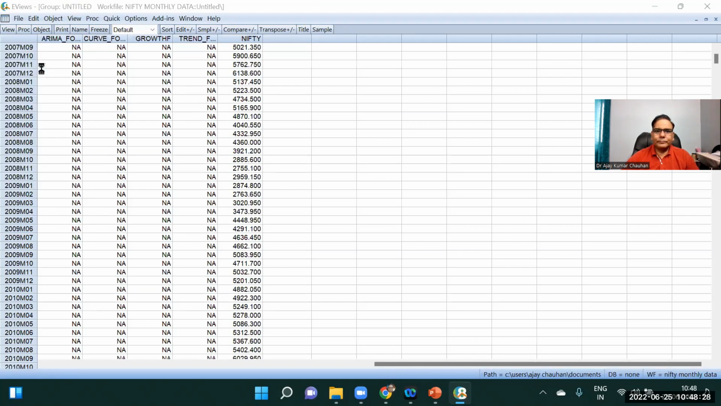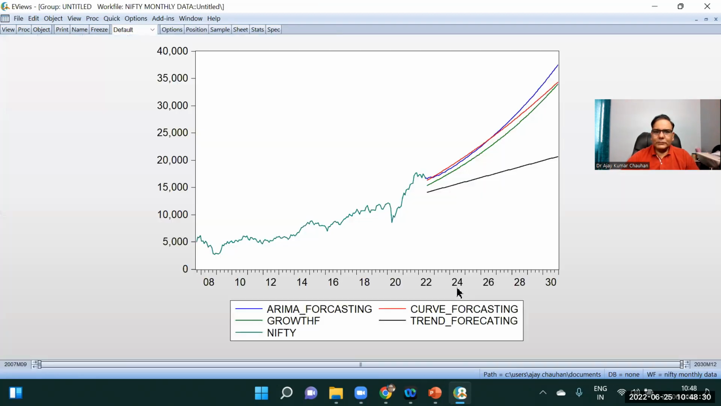So these are the different forecasting values. ARIMA forecasting is telling you this value, which is approximately 37,169. And the minimum value is approximately 21,000. So three models say the forecasting value is around 35,000, and the trend value is the least important model here.